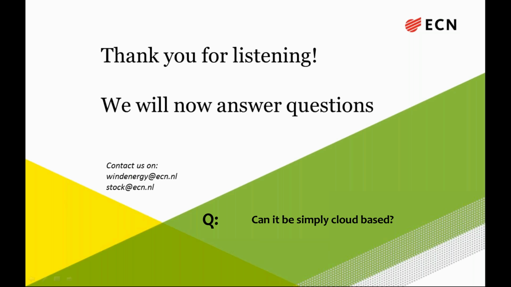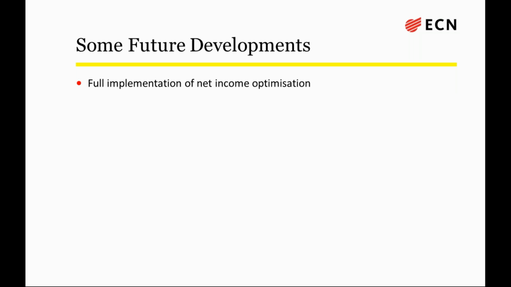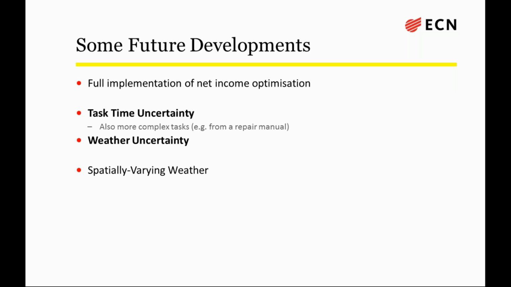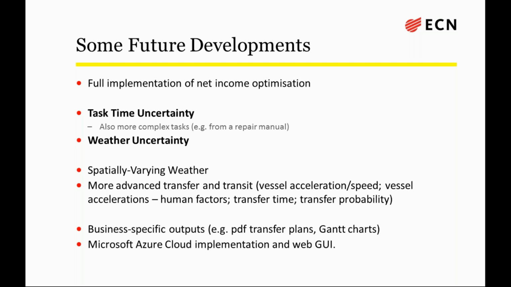Cloud-based, excellent question. This is on the list. I have a list that I've prepared of future developments. First one is net income, and I talked about uncertainty, spatially varying weather, transfer and transit using actual understanding of vessels and accelerations, more weather conditions, different outputs that we haven't yet implemented because they're business specific, and us spending time on this without a customer is not useful. And the last one is implementation in the Microsoft Azure cloud and a web GUI.